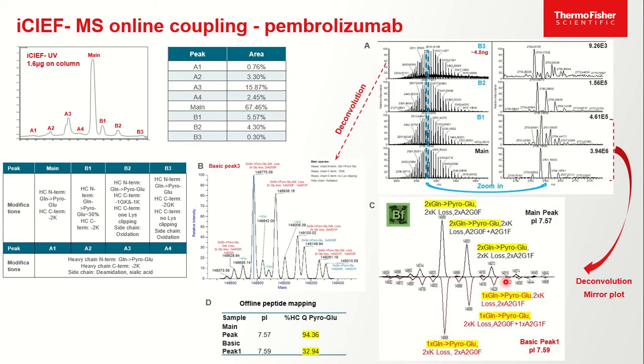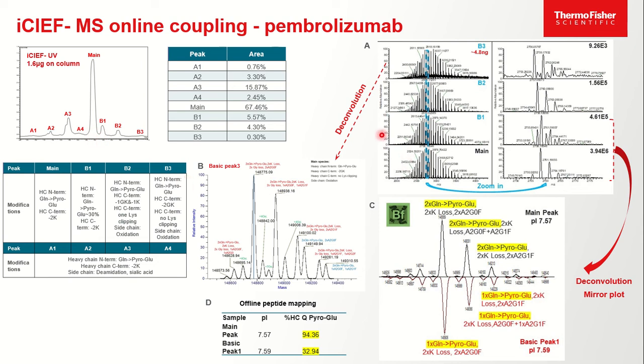Here shows the online coupling results on pembrolizumab. In this study, 8 peaks were successfully separated, including 4 acidic peaks, 3 basic peaks, and the main peak, for subsequent online intact protein analysis by mass spectrometry. And it is easy to find out that the separation is pretty good, even for very close peaks.